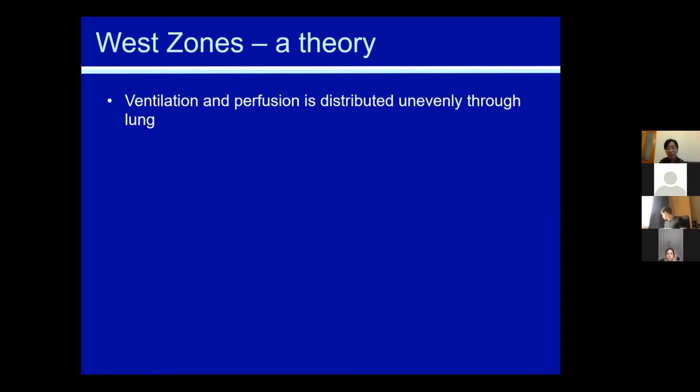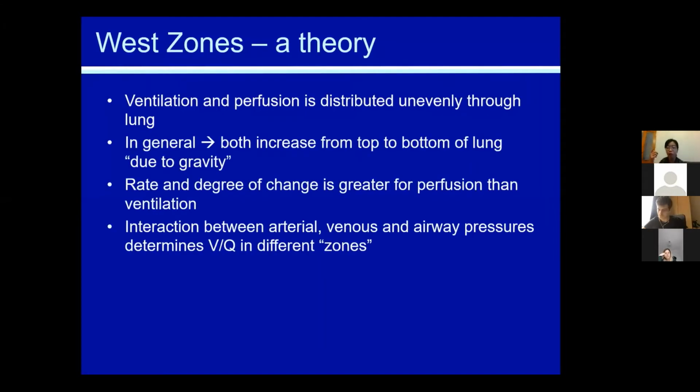Pulling that all together, West zones is a theory which explains why lungs aren't 100% efficient. Essentially the underlying principle of West zones is that ventilation and perfusion are distributed unevenly through the lung. Different patches of lung receive different proportions of the cardiac output. They receive different proportions of the breath that you take in. As a general rule, both ventilation and perfusion increase as you go down the lung.